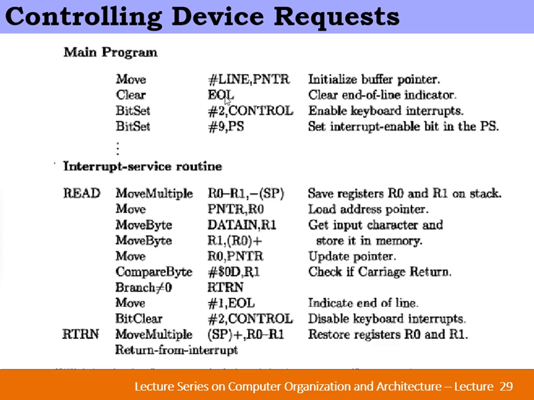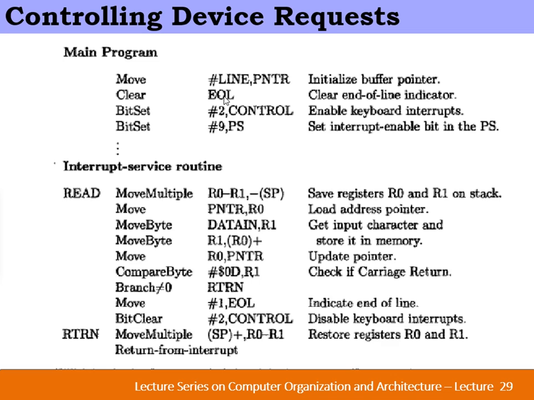I have to enable, which means the keyboard needs to generate an interrupt request. Why? Because I am involving a keyboard device in my program. If I am going to involve a keyboard device in this particular program, I have to keep the enable bit equal to 1 with respect to the keyboard.